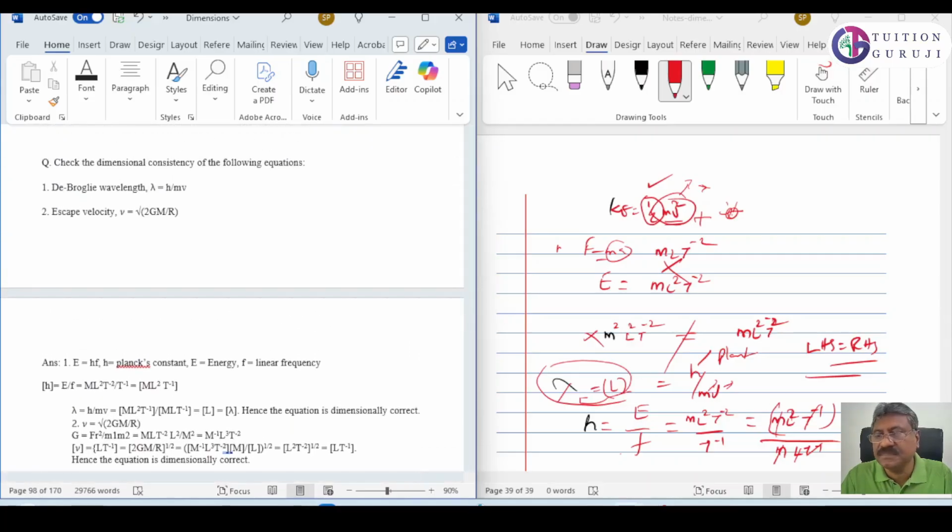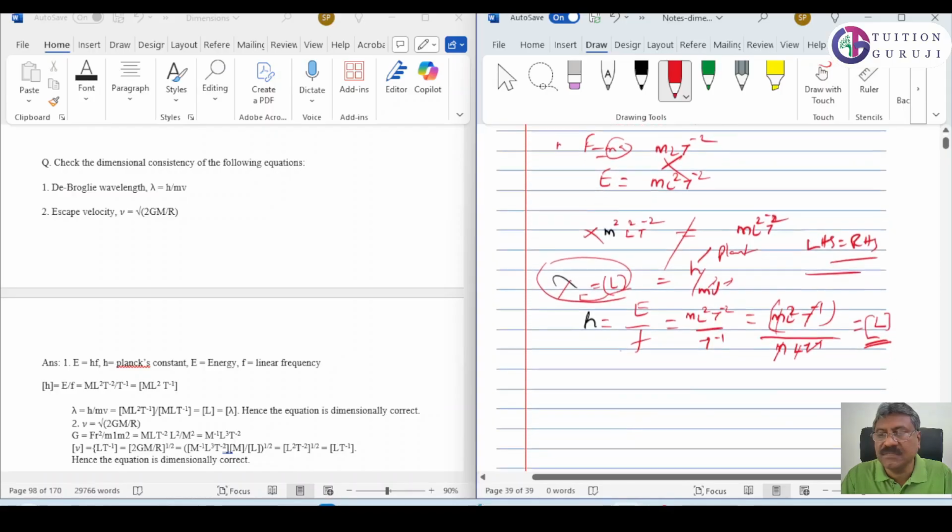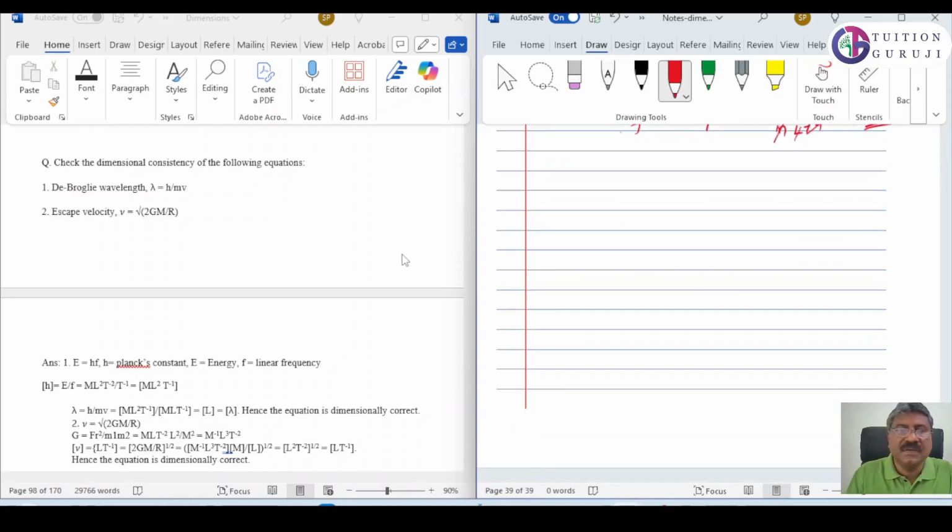Next part is escape velocity. The equation given is V is equal to square root of 2GM by r. So V, we know velocity is LT raised to minus 1. Okay, no doubt in that.